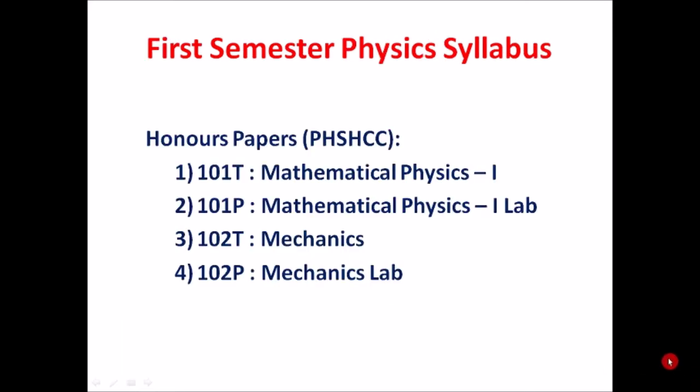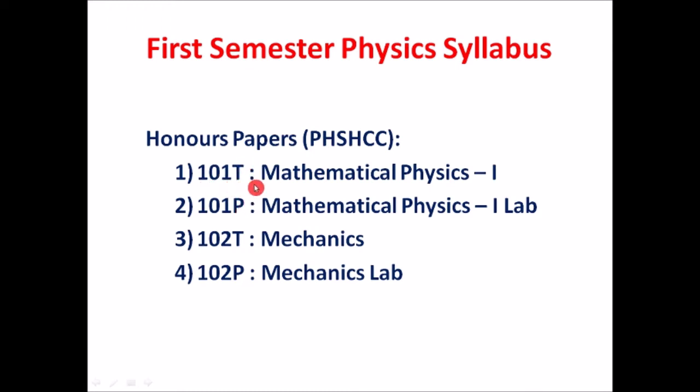Now let us come to your first semester physics syllabus. Honors students will have 4 papers in their first semester. Each of these papers will have a code name, that is PHS HCC, followed by the paper number, that is 101T, 101P, etc. Now PHS means physics, H means honors, and CC means core course, that I have already explained. And in 101T, T means theory and P means practical.